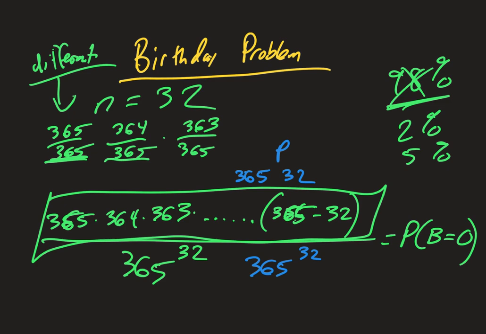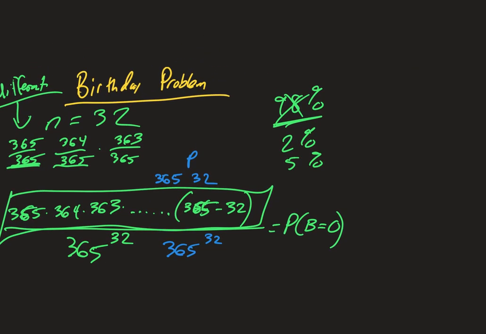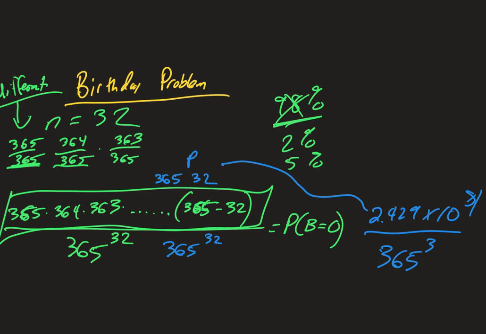Where's my, oh, math, PRB, nPr, 365 permutation 32. So this number in the numerator is 2.429 times 10 to the 81st power. It's a massively huge number. But I want to divide that by 365 to the 32nd power.